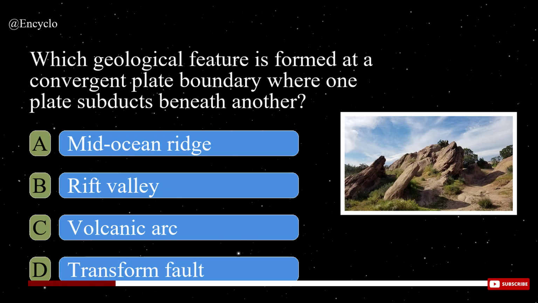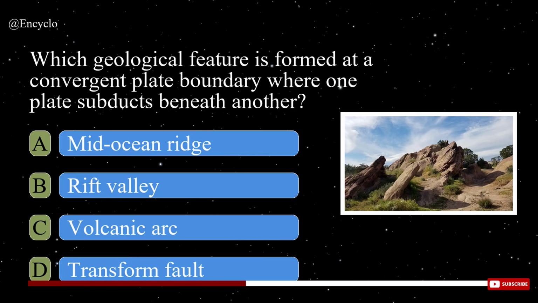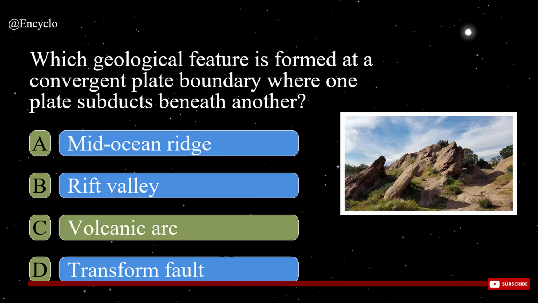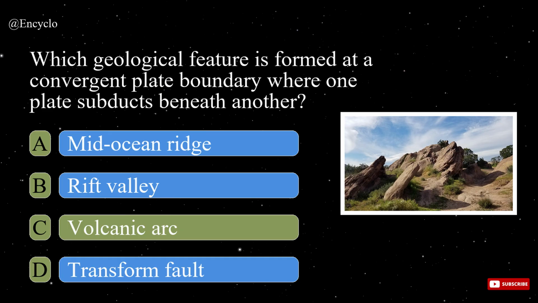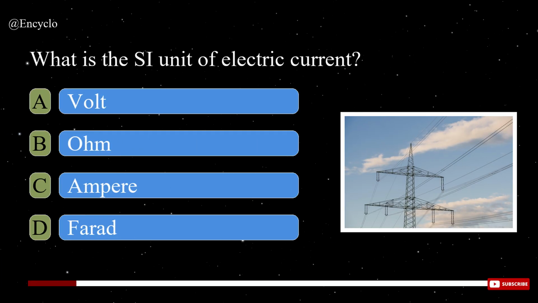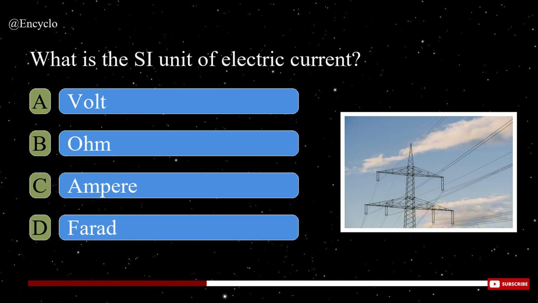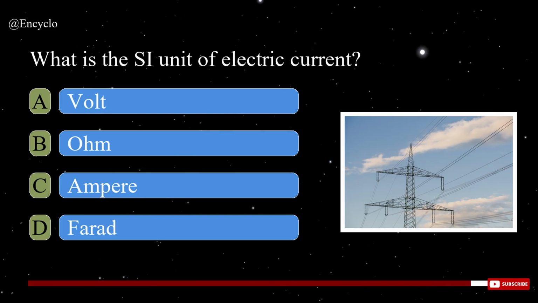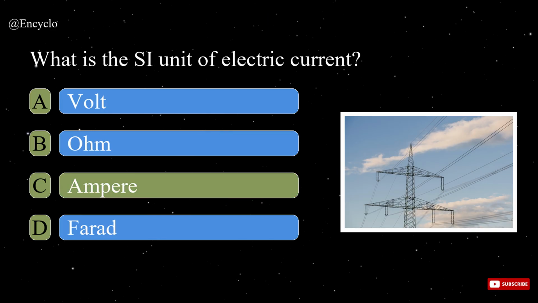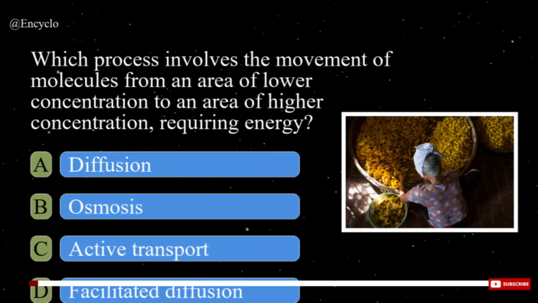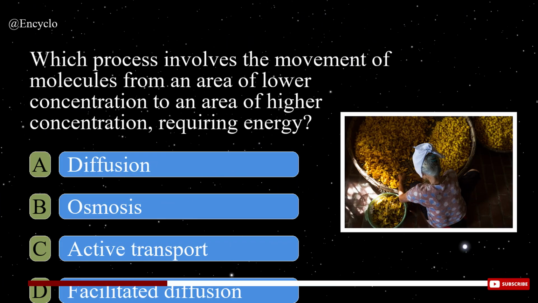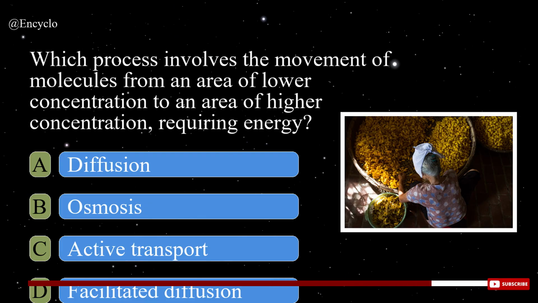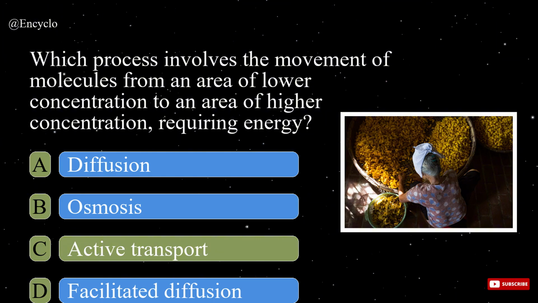Which geological feature is formed at a convergent plate boundary where one plate subducts beneath another? The answer is volcanic arc. What is the SI unit of electric current? The answer is ampere. Which process involves the movement of molecules from an area of lower concentration to an area of higher concentration, requiring energy? The answer is active transport.